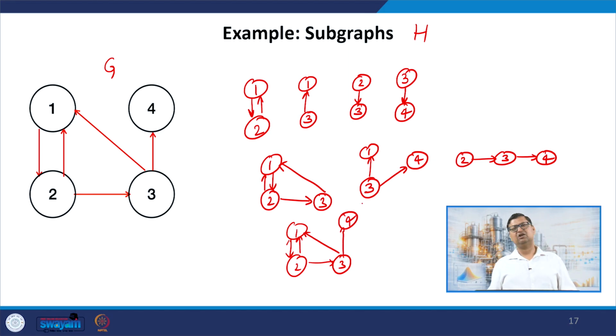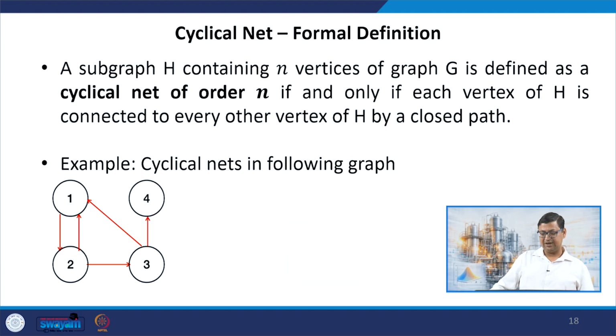So these are, let's say, all the meaningful subgraphs that we can get from this particular graph. Now I can define something known as a cyclical net more formally. I've already seen examples of that. A cyclical net is basically a subgraph H containing some n vertices of a graph G, which is of order n. Of course, it contains n vertices, so it becomes order n.